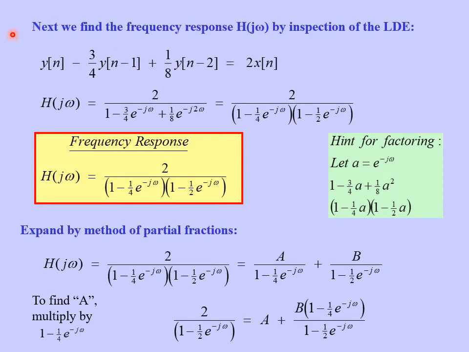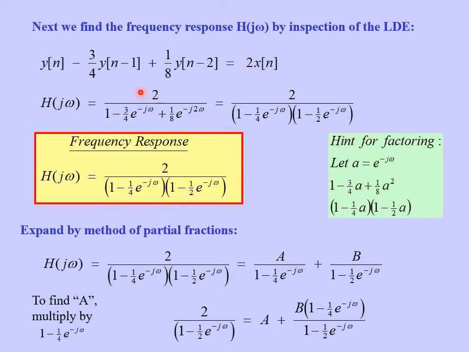Okay, so now let's find the frequency response by inspection. All we need to do is start again with our original linear difference equation that was given to us, and from here, I'm just going to write the frequency response directly. Remember, what goes on the top are the coefficients of the x's over here. All we have is x of n, so that's just a 2. That 2 comes right up here.